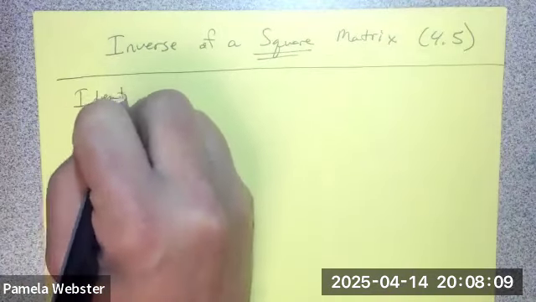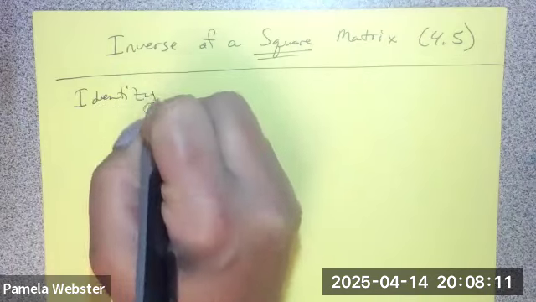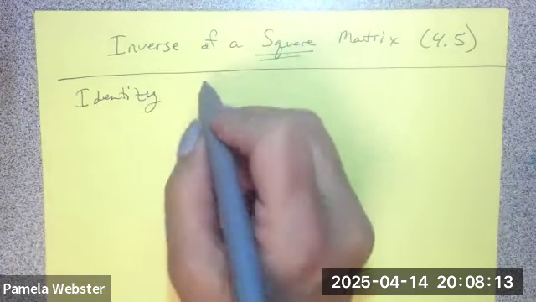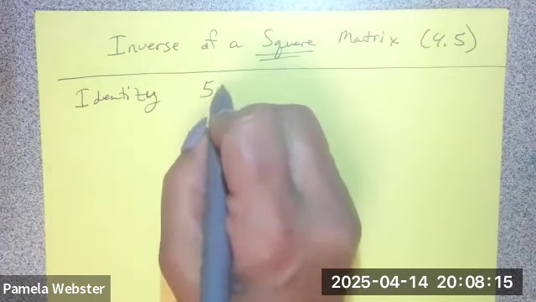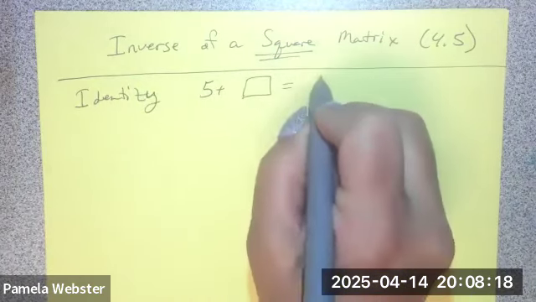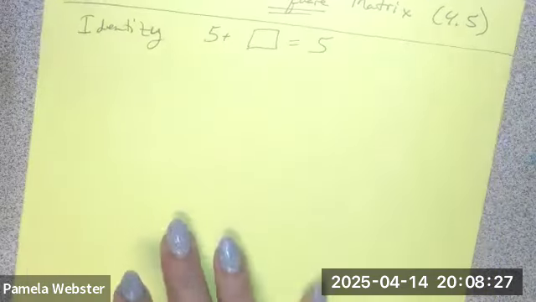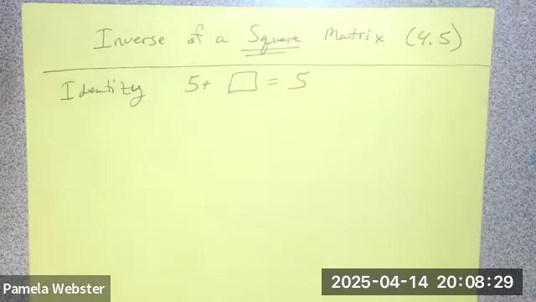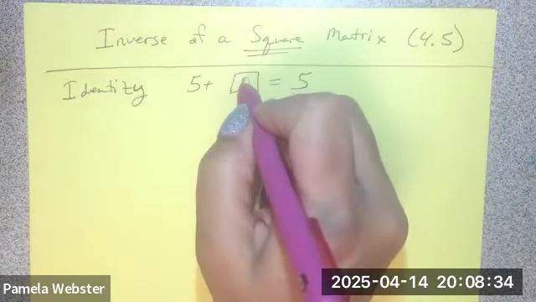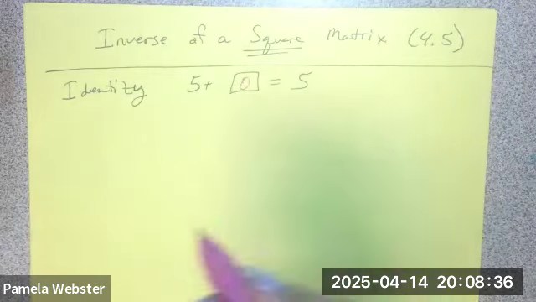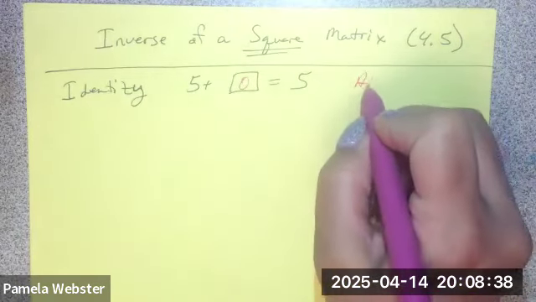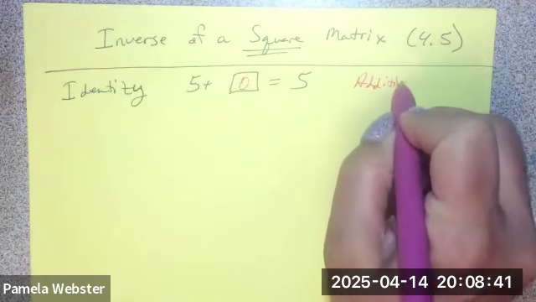So there's an identity. And you actually probably already know a lot about identities because you know that if I have 5 plus some number and I want to get the 5 right back as the answer, there's some number that I can add there that will give me back the number that I had. What is it? 0. Yes, the number is 0. Okay. 5 plus 0 gives me 5.